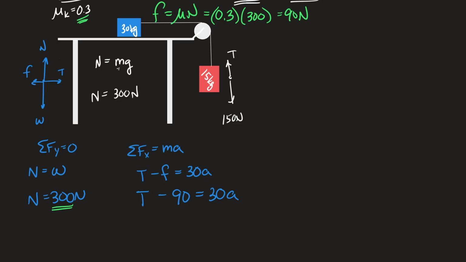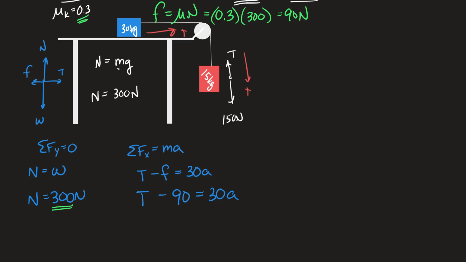All right. Now I think I'm done with the blue box because there's nothing else I can do here until I figure out how fast the system is accelerating, but that involves the red box. So let's talk about the red box. I think there's only two forces acting on the red box, but I'm going to make this the positive direction because I made this the positive direction for the blue box.